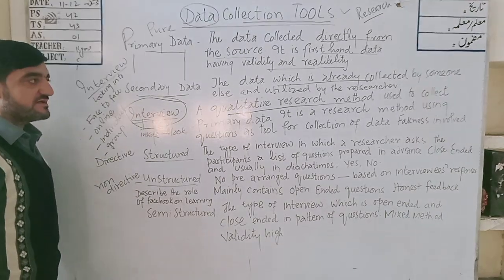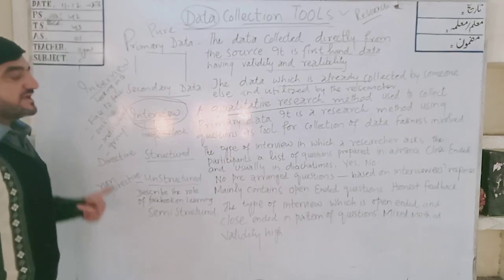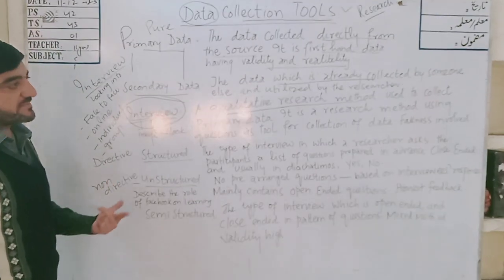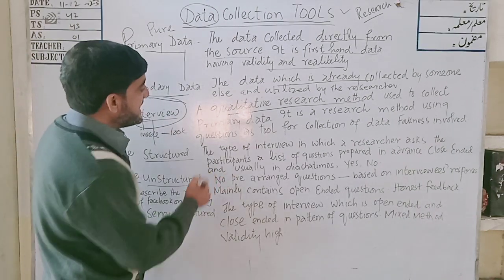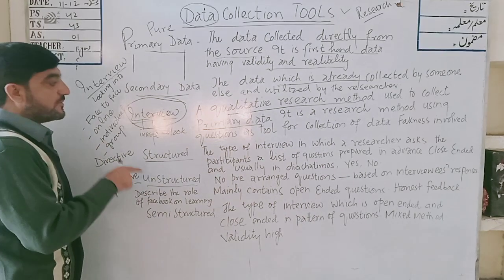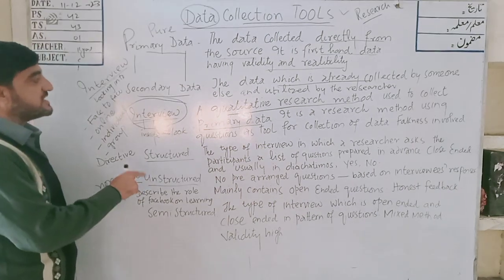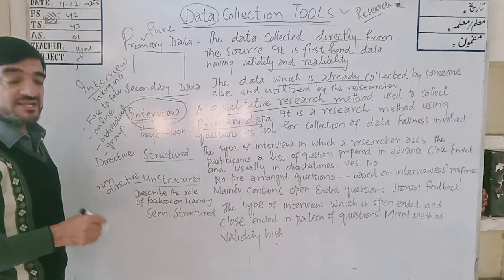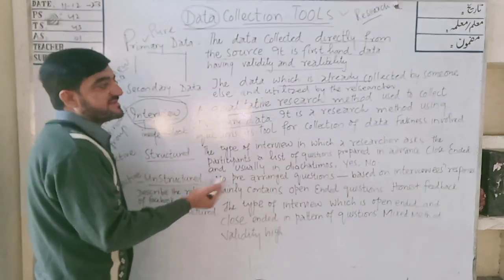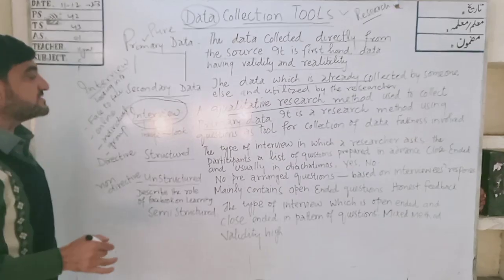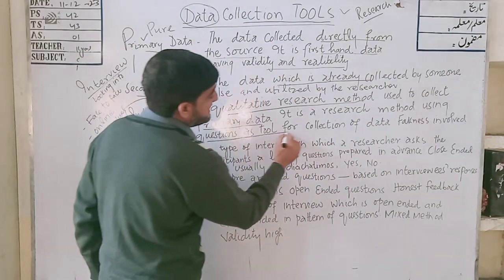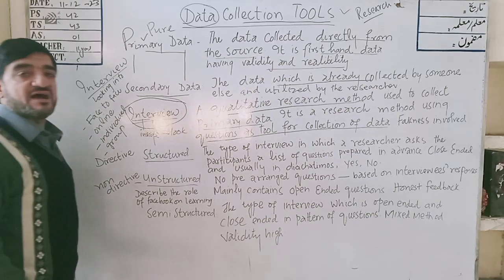A qualitative research method is that research method in which the data is obtained in verbal forms, used to collect primary data. Interviews are the tools used by the researcher for obtaining primary data, because primary data is that data in which the researcher visits the participants and collects data about his research topic. It is a research method using questions as a tool for collection of data.